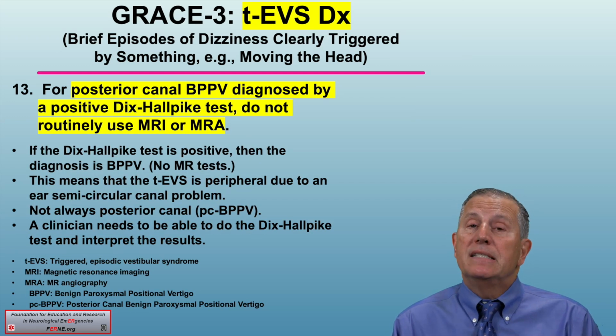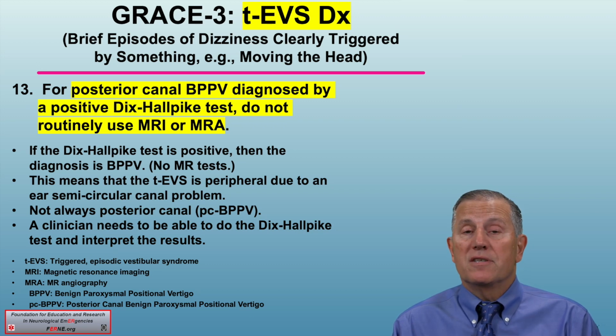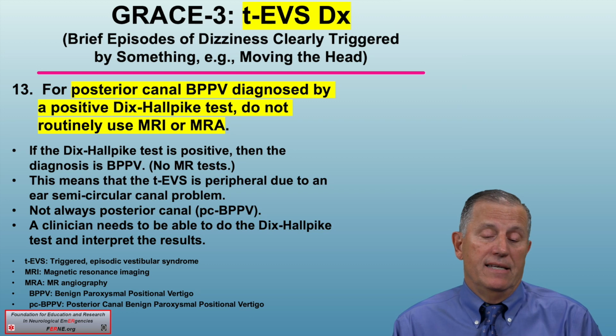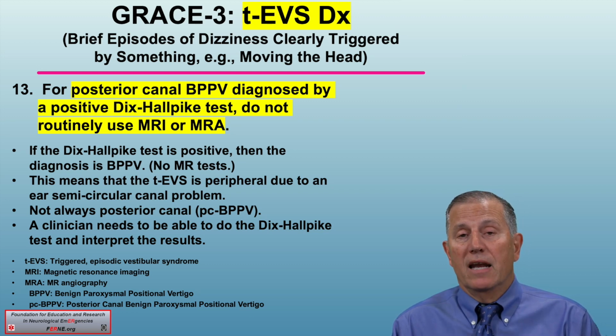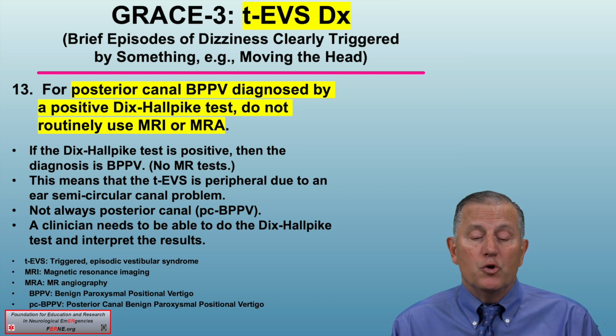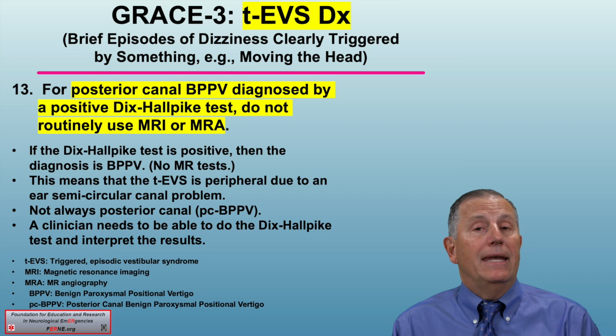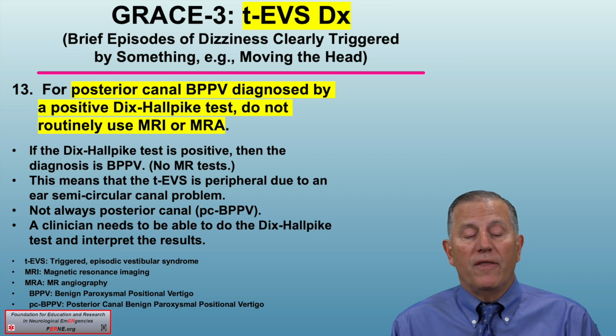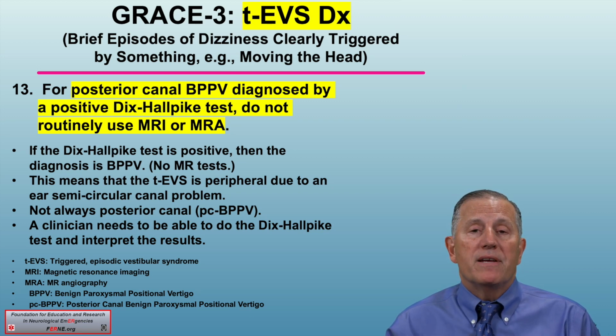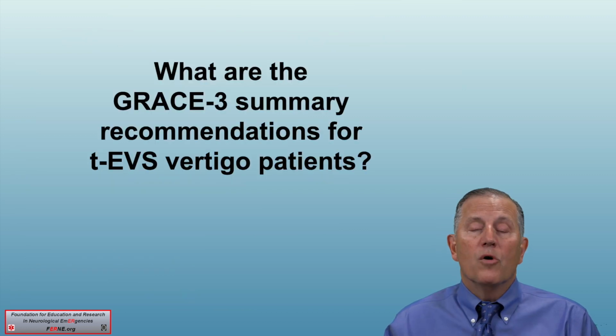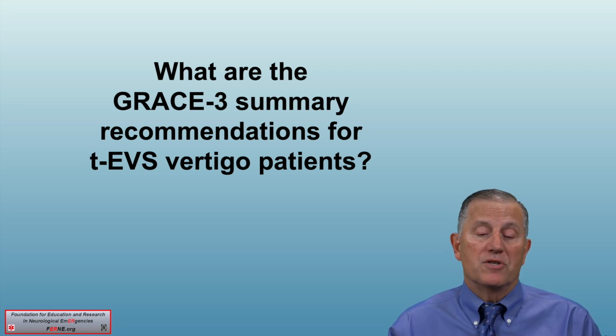We note then that if the Dix-Hallpike test is positive, then the diagnosis is BPPV and no MR testing is indicated. This means that the triggered episodic vestibular syndrome is peripheral due to an ear semicircular canal problem and not a central etiology. We know that this BPPV is not always in the posterior canal. As a primary step, the clinician in the emergency setting needs to be able to do the Dix-Hallpike test and interpret the results of this test in order to diagnose PC-BPPV.